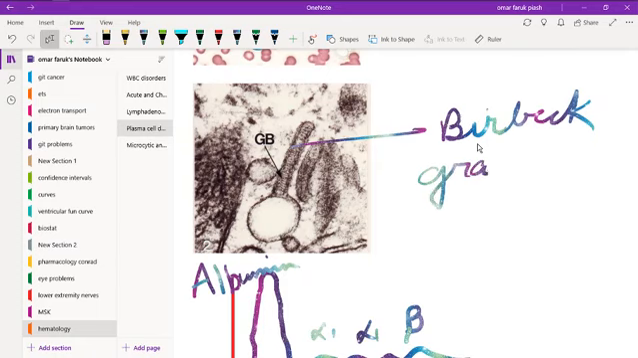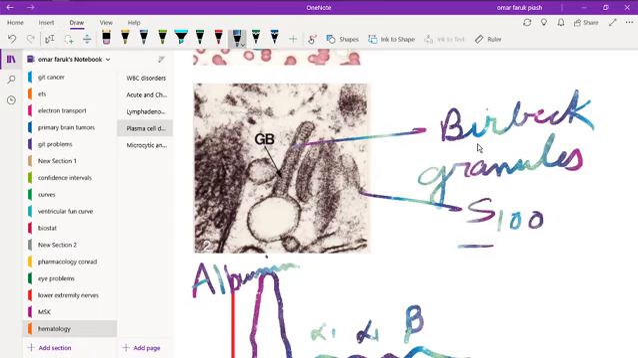If you see Birbeck granules, you have to immediately think that this is Langerhans cell histiocytosis, because if you try to remember by other things, it would be hard for you. And it is S100 positive. S100 is positive also in schwannoma.